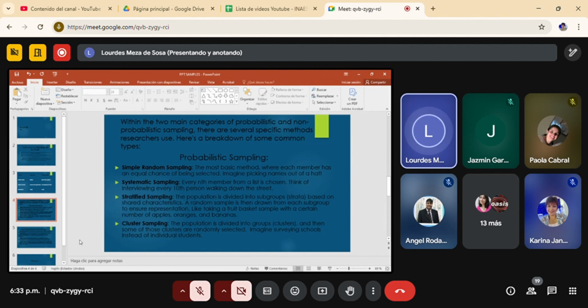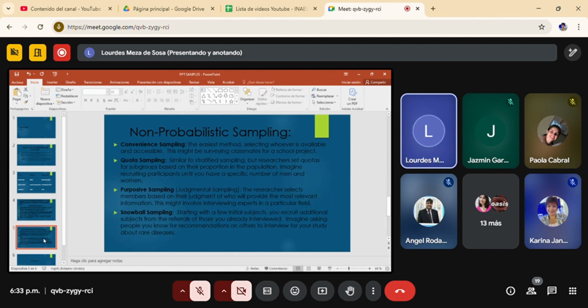We'll talk about some specific words that we need to take into account. When we do non-probabilistic sampling, that means when we are trying to target the group, right? We do convenience sampling, which is the easiest method, selecting whoever is available and accessible. This might be surveying classmates for a school project, for example.